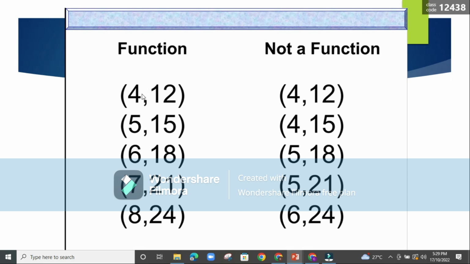If the x coordinates do not repeat, or none of the x coordinates is repeating, then it is automatically a function, regardless of whether the y coordinates are repeating. So you are going to focus your attention here: 4, 5, 6, 7, 8. None of them repeats. Here, it's not a function because you have 4, 12, 4, 15, 5, 18, 5, 21, 6, 24. 4 repeats, so it's not a function.